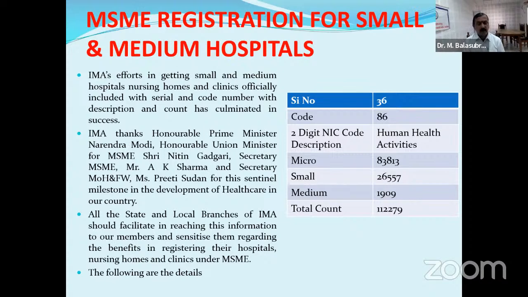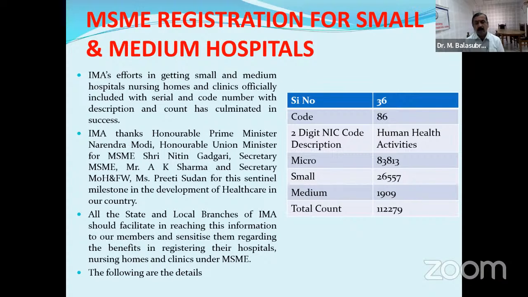Reaching this information to our members and sensitizing them regarding the benefits of registering their hospitals, nursing homes, and clinics under MSME. The code is 86, serial number is 36. The 2-digit NIC code description is human health activities.